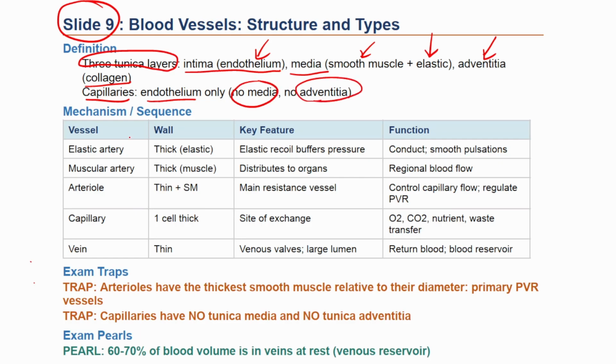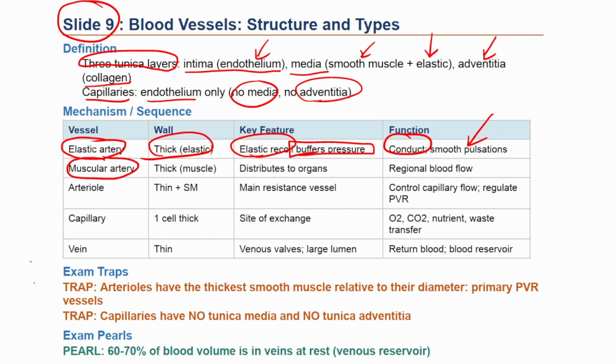Now our table starts with elastic artery. This artery is characterized by a thick elastic wall, and these vessels utilize elastic recoil to buffer sharp pressure fluctuation. That means it can buffer pressure, which functions to conduct blood and smooth out harsh cardiac pulsations.